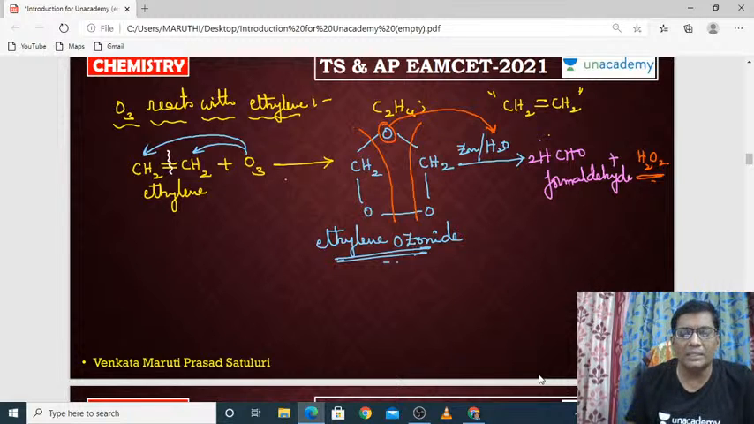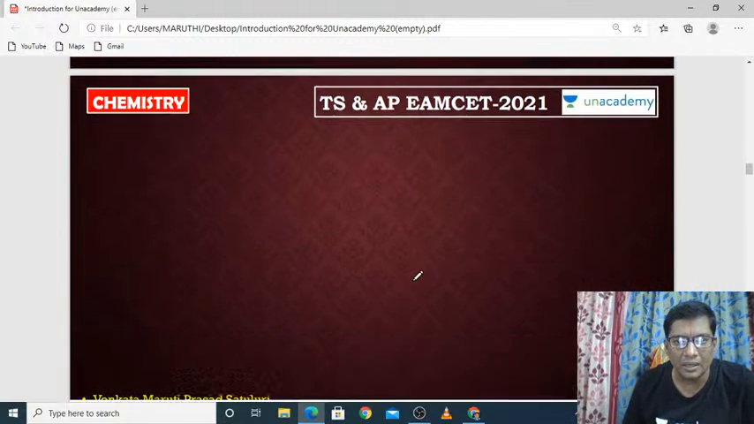See here, in the same way, the same ozone can also react with acetylene. With acetylene also it can react. How will it react?